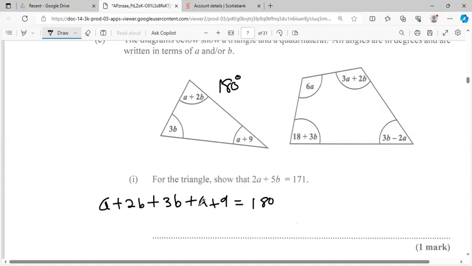So A and A, that's 2A. Group the A's, that gives us 2A. 2B plus 3B, that's 5B. Alright, so 5B. And of course, we have the plus 9. So these are 3 unlike terms, so we cannot add them. So the next move is to basically minus 9 from both sides.